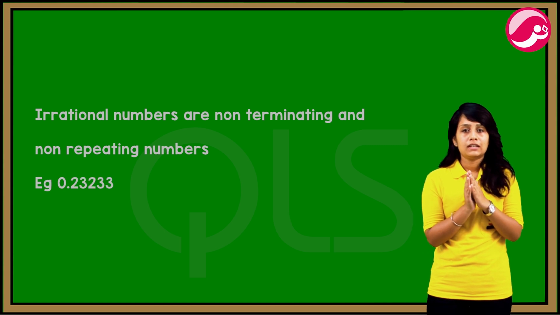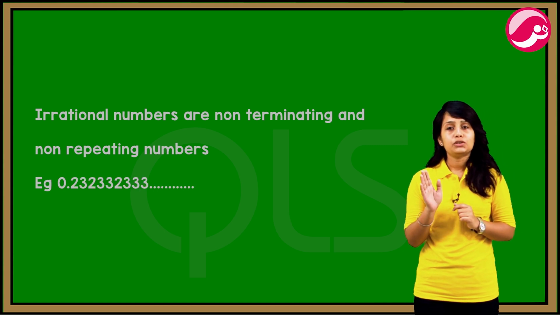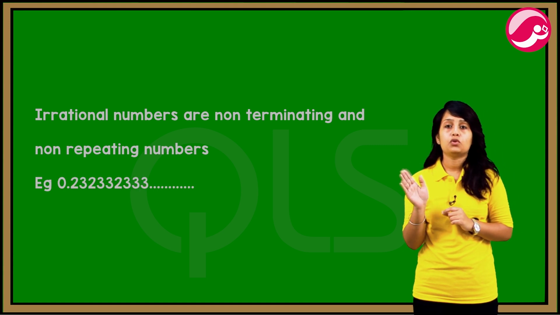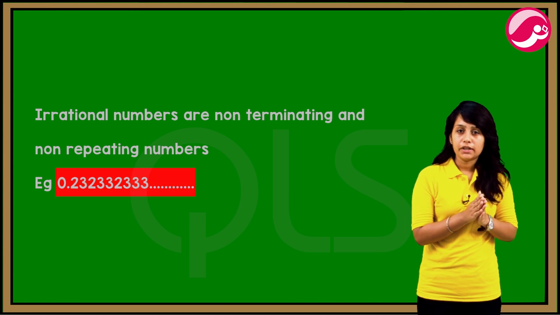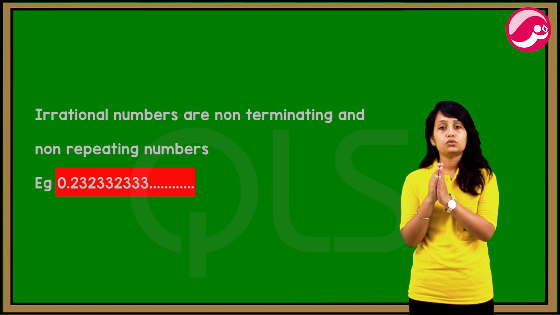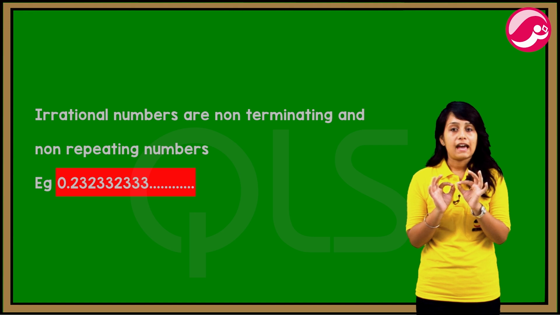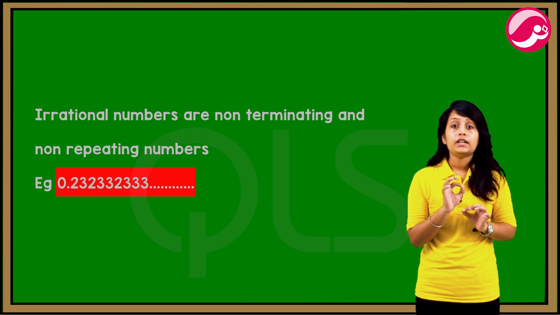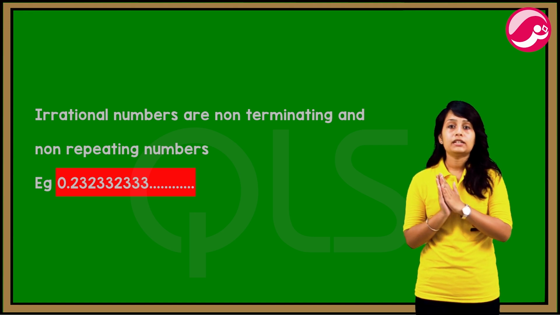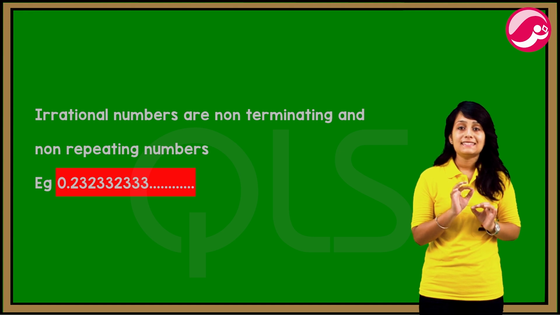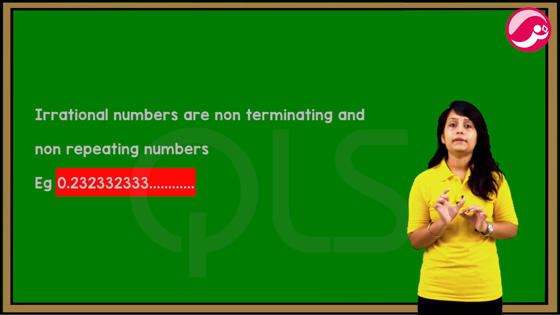For example, 0.23, 233, 2333 and so on. This is an irrational number because it is non-terminating, that is, it does not end, and non-repeating, that is, the numbers are not repeating in any specific order.